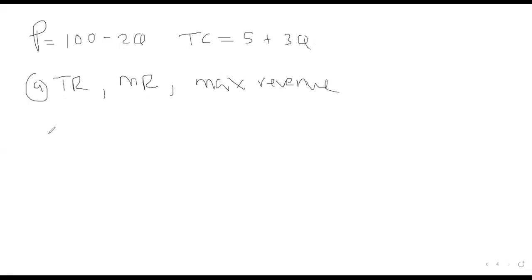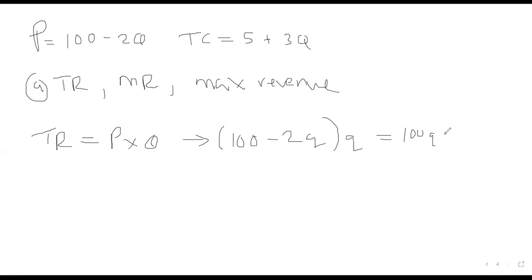So how do we find the total revenue? Total revenue is given by price times quantity. So what is our price? 100 minus 2Q. Our quantity, we impute the Q there. So we're going to have 100Q minus 2Q squared. But B, find the marginal revenue. Marginal revenue is the change in TR over the change in Q. So we're differentiating this. What is 100Q when differentiated? 100. What is 2Q squared when differentiated? 4Q.